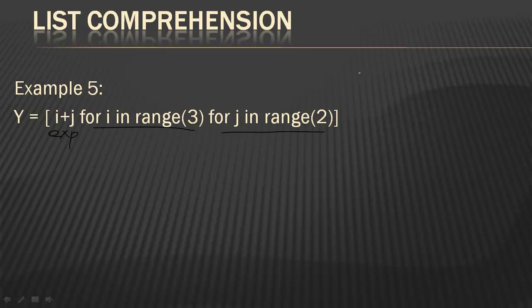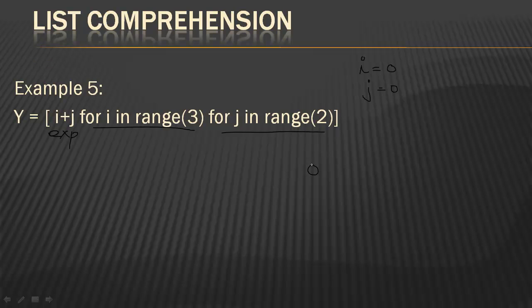Let's work this out. Initially, what's the value of i? i is 0. How does a nested loop work? First, you initialize the outer variable, i is 0. That gets into the inner loop. What is the inner loop saying? j is also equal to 0. So i is 0, j is 0. What are you supposed to be storing in the list? i plus j, which is nothing but 0.